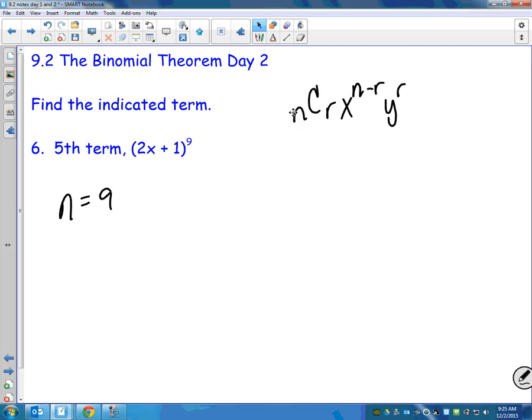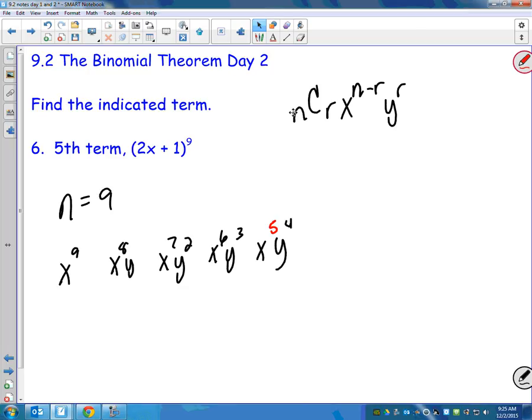The first term would be x to the 9, right, with no y. And then it would go x to the 8, y to the first; the x goes down by 1, and the y goes up by 1. And it would be x to the 7, y squared. Third. Fifth. Y to the 7.